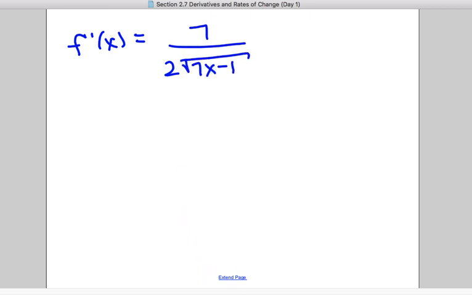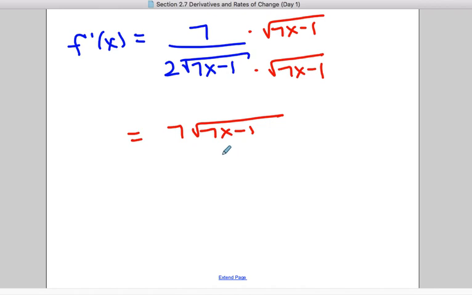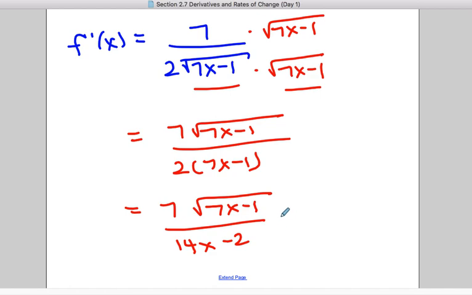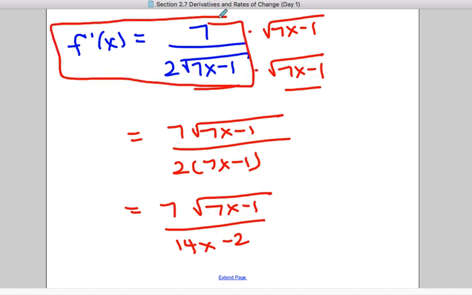So if we wanted to rationalize, we take the top and the bottom times the square root of 7x minus 1. So on the top, I would have 7 square root of 7x minus 1. Then I would have 2 times, when I multiply those two together, I would be left with just what's underneath my radical. And then I would probably distribute my 2. So I'd have 7 square root of 7x minus 1 all over 14x minus 2. This is a good answer. Totally fine leaving your answer like this unrationalized if you wanted.